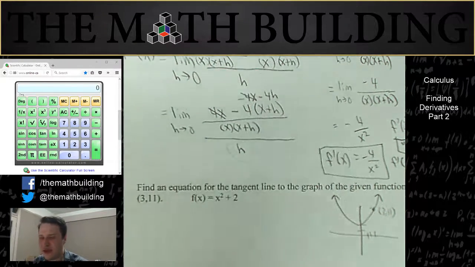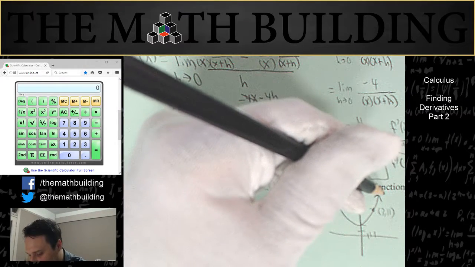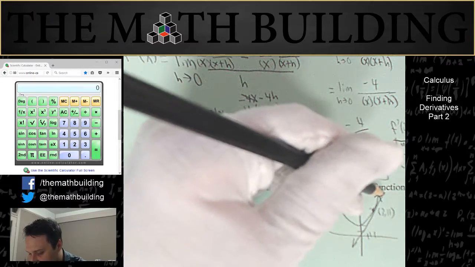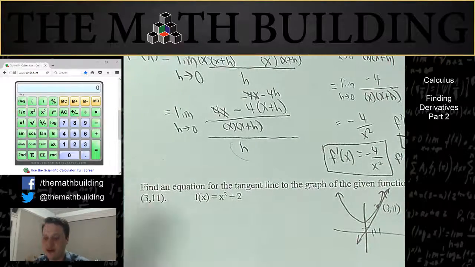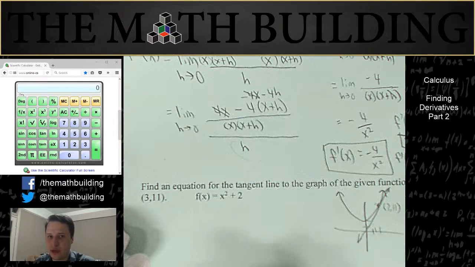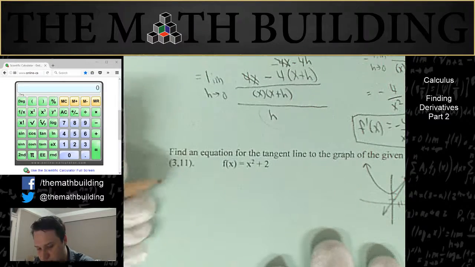And this time, they don't want to know what the derivative is. They want to know the actual line, the equation of the line, whatever it is, that goes through that point. So they want the actual equation of that line. So that's going to add one extra step to this, okay? So let's do it. So first, let's find the derivative.